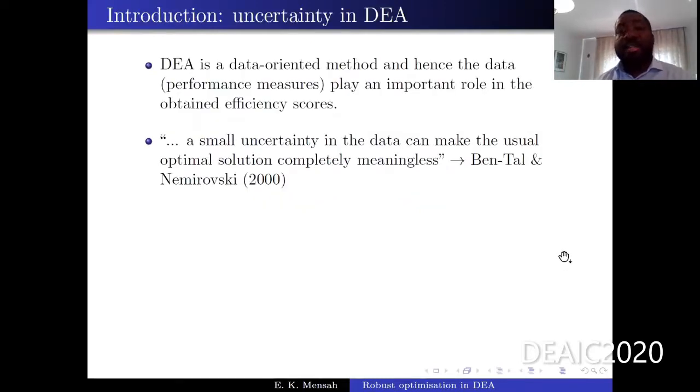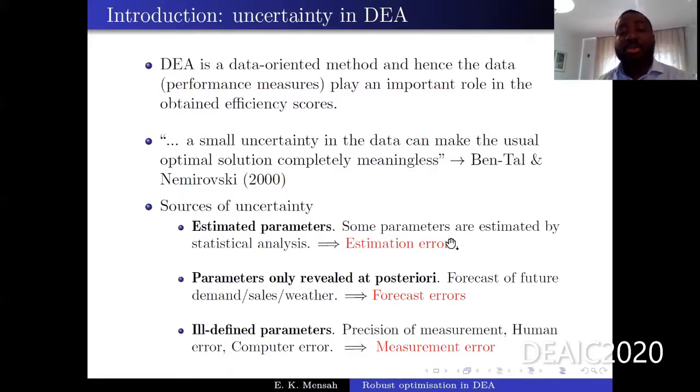So data envelopment analysis provides a data-oriented approach to measure the efficiency of decision-making units. However, the measurement of these decision-making units takes place in a complex, uncertain real-world environment. This uncertainty can affect the ranking strategies of the DMUs, and management decisions relied on such efficiency can become unstable. In an optimization model, a small uncertainty in the data, according to Ben-Tal and Nemirovski, can make the usual optimal solution completely meaningless. Now, this uncertainty usually comes as a result of estimation errors, forecast errors, and measurement errors, which are encountered at the time the data was being measured.